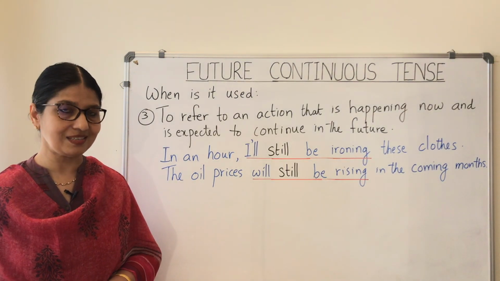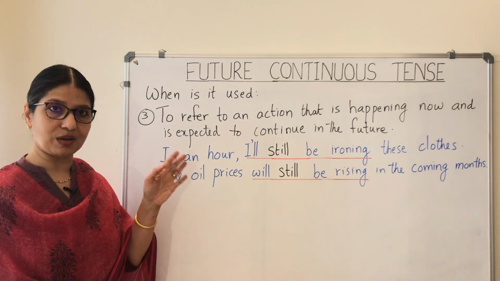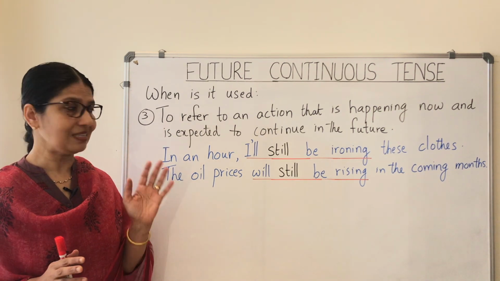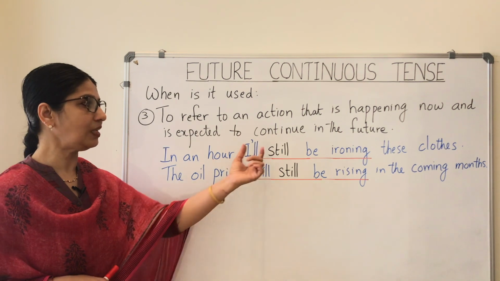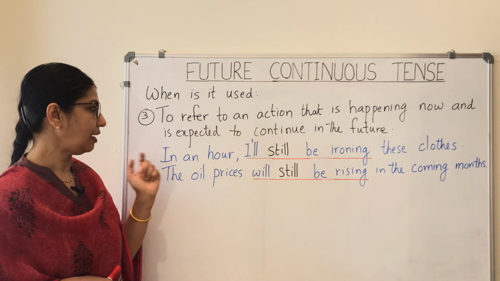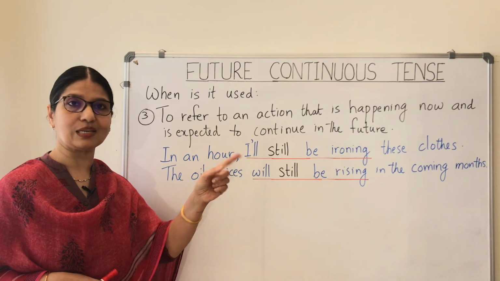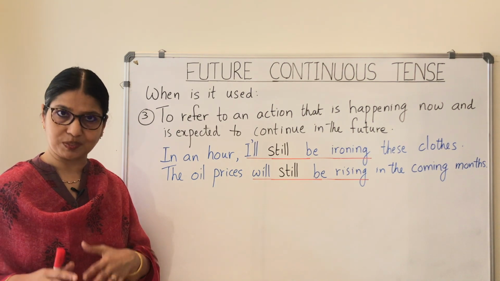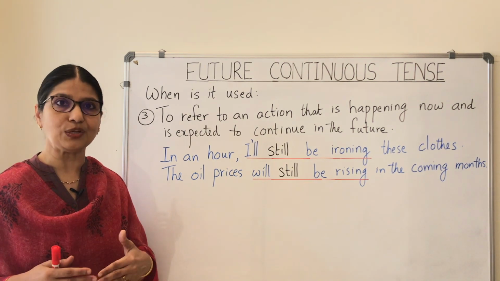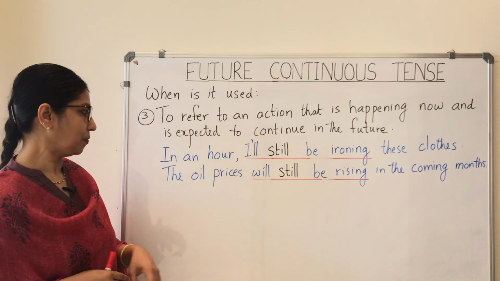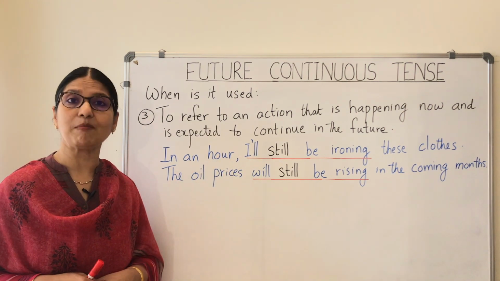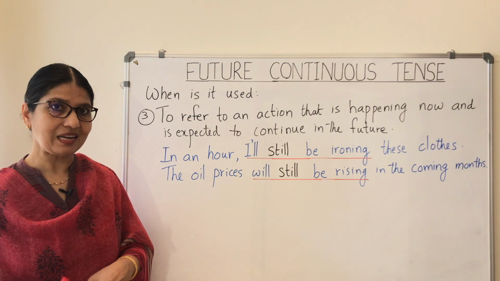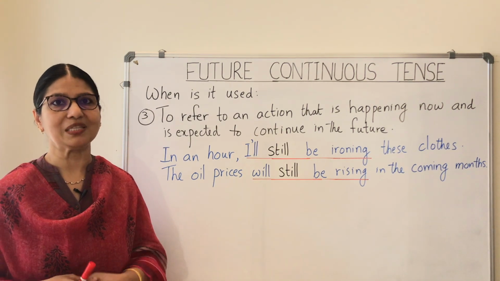We can also use this tense to refer to actions that are happening now and are expected to continue in the future. But please note that in this case, we always pair it with the word still. For example, in an hour, I will still be ironing these clothes. So from this sentence, you can gather that I am doing this action now at the moment of speaking, and I expect it to continue in the coming hour. Similarly, the oil prices will still be rising in the coming months. So the price rise is happening now, these months, and you expect it to continue in the coming months too.